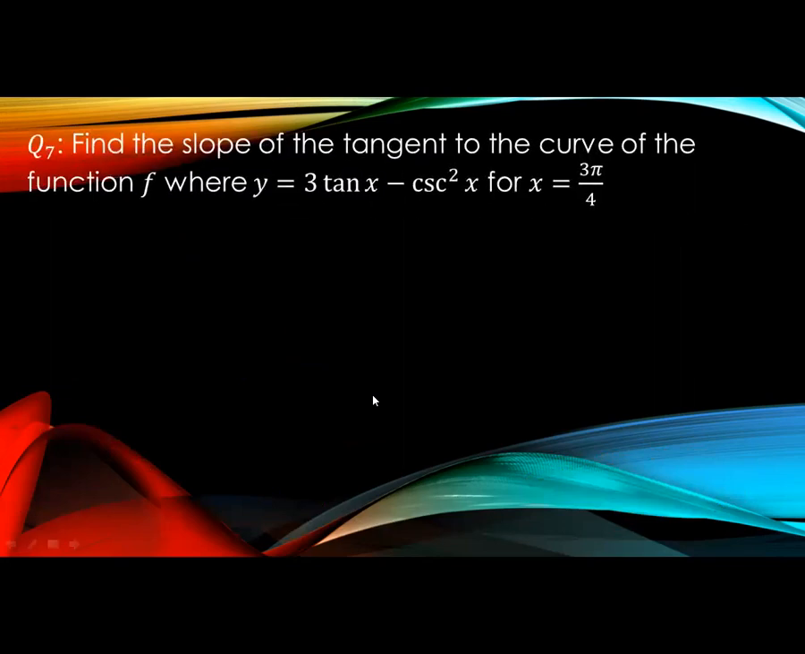Exercise number 7, find the slope of the tangent to the curve of the function f where y equals 3 tan x minus cosec square x for x equal 3 pi over 4.